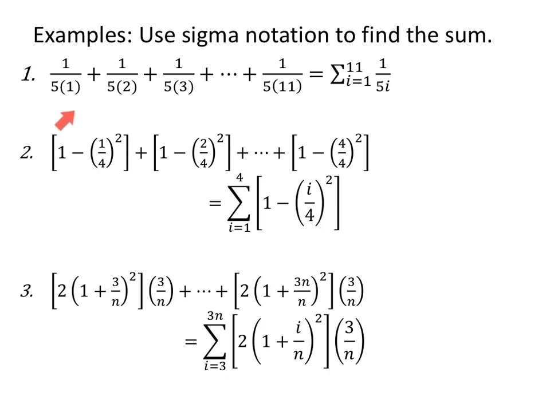I'm given the expression 1 over 5 times 1 plus 1 over 5 times 2 plus 1 over 5 times 3, and so on, continuing the pattern, my ellipses, 1 over 5 times 11. Well, what do we have here? We have 1 over 5, and then the numbers in parentheses start at 1, and at 11 I'm adding them all. So the sum, because I'm adding them all, from i equals 1, the number that changes, to i equals 11, the upper bound, of the expression 1 over 5i.